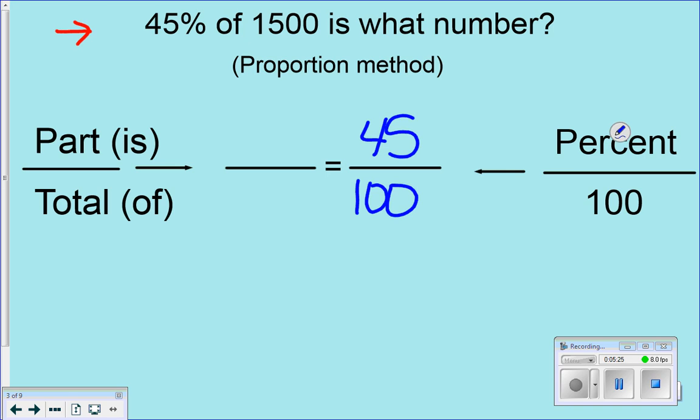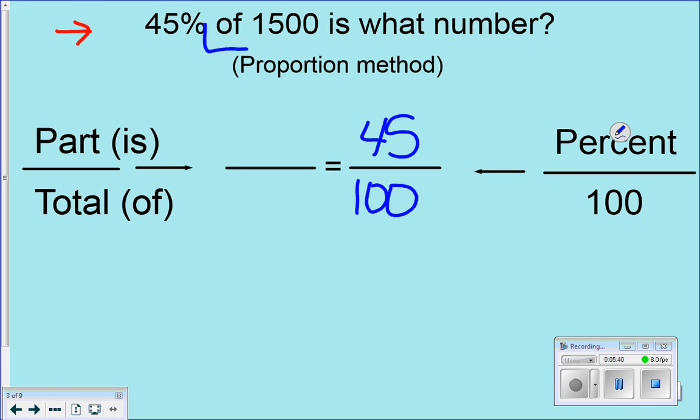So, we have our one side set up. Now we have to set up the other side yet. In a proportion like this, there's always going to be one thing that's missing. You're always going to have to solve for something. So remember how I use is and of? That's the easiest thing to look for what you need to solve for.